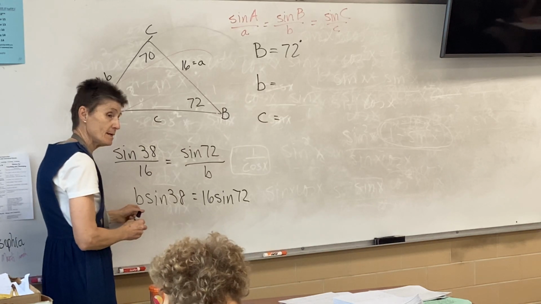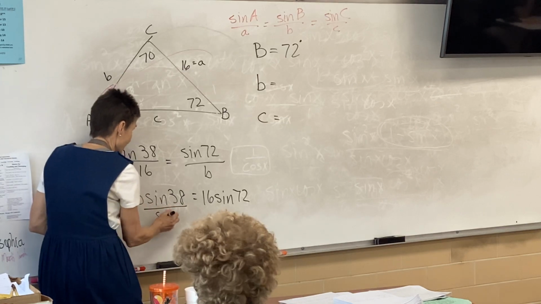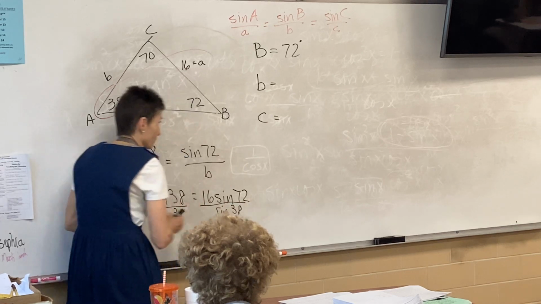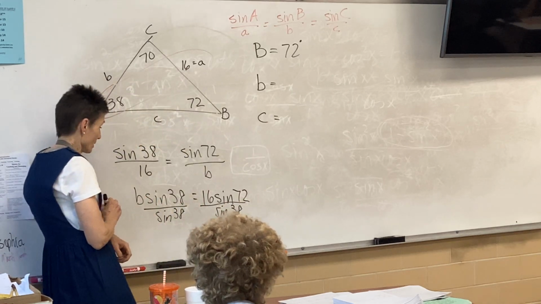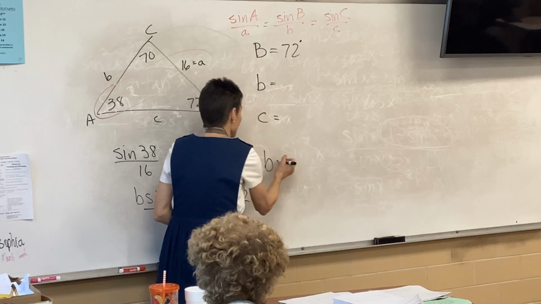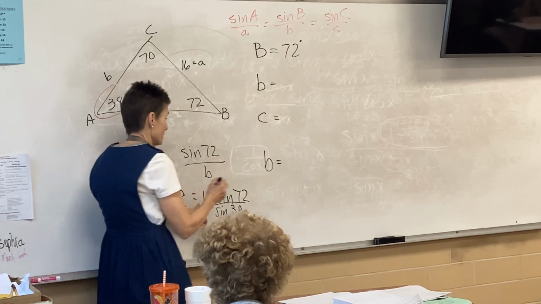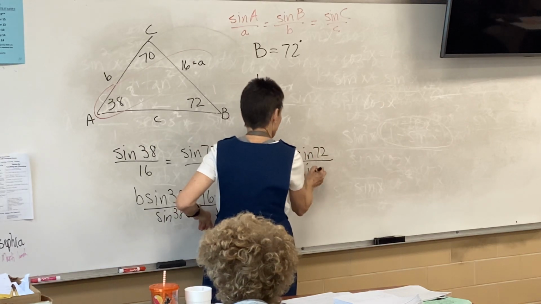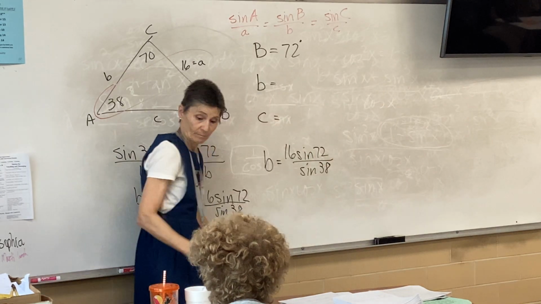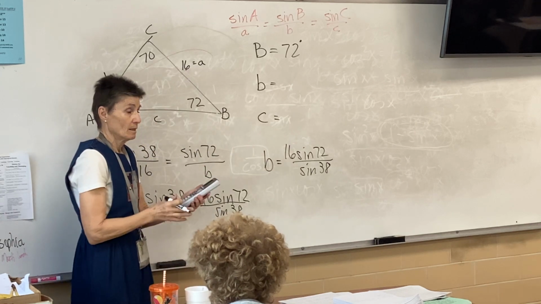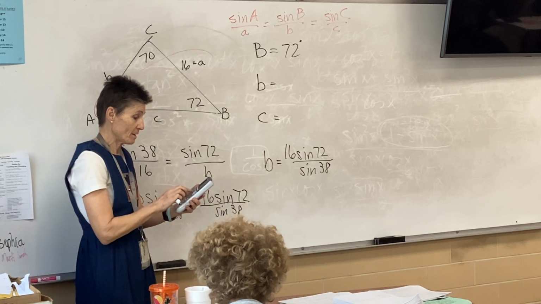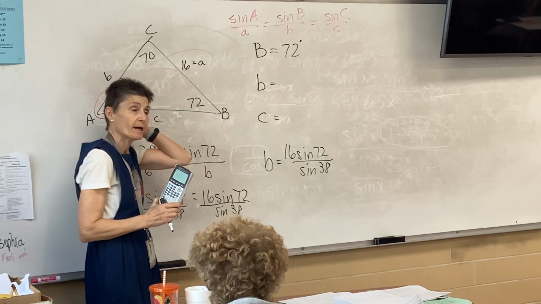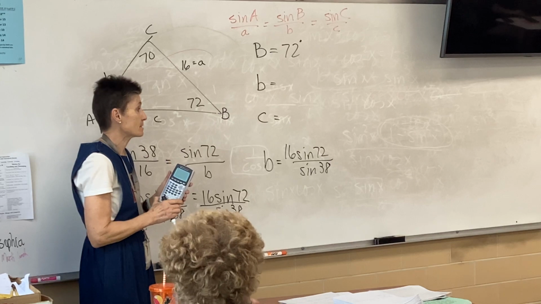Now I want B, so aren't I going to divide by sine 38? So what's going into the calculator? B is going to equal 16 sine 72 divided by sine 38. Is everybody with me on that? Little caution, first of all, make sure you're in degrees. All of our work will be in degrees, so you won't have to be changing it. We're going to do everything in degrees.